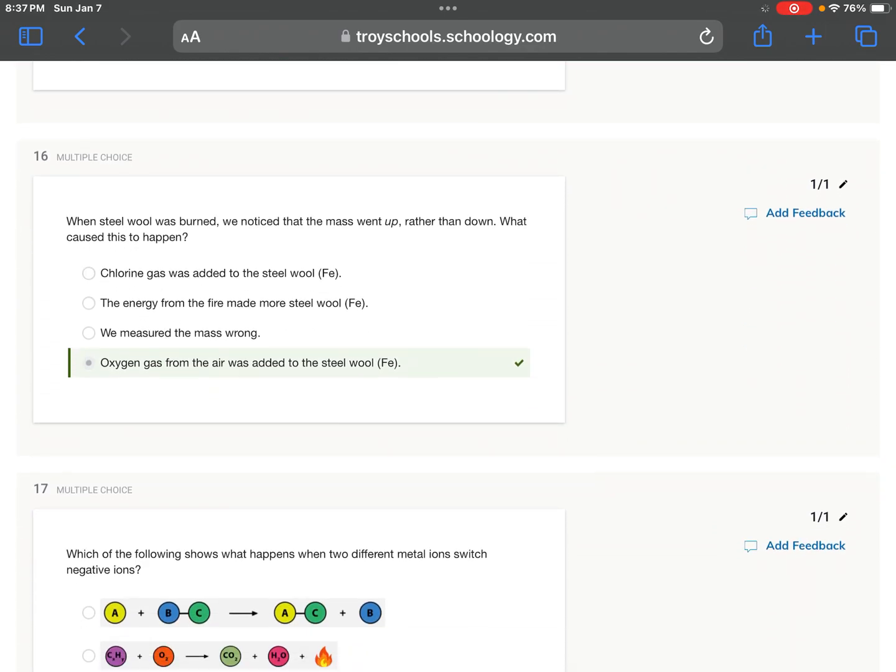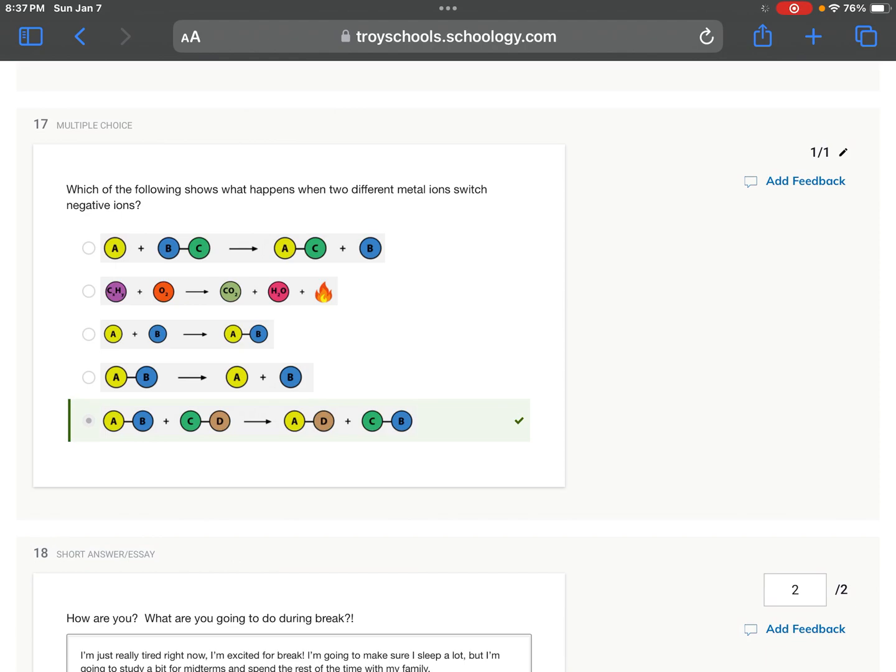When we burned steel wool at the beginning of this unit, we noticed in the video that the mass went up. And so usually people think that burning something would make the product be lesser, but actually that is not true in that case. You're synthesizing a product and you're adding oxygen to the steel wool to increase its mass.